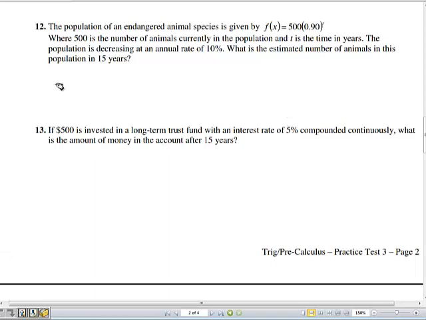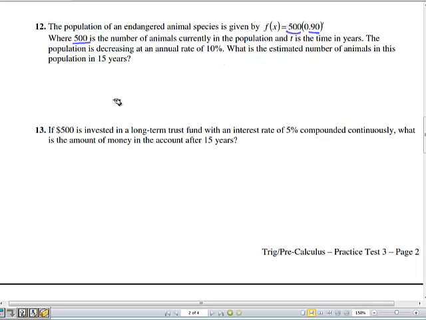Okay, number 11. The population of an endangered animal species is given by the function 500 times 0.9 to the t, where 500 is the number of animals currently in the population, and t is the time in years. The population is decreasing at a rate of 10%. What is the estimated number of animals in this population? Well, here is the initial number here. That's what this number is. This is actually PERT, and this is going to be decreasing by 10%. So that's what the 90 is. It's going to be 90% of it that is left every year.